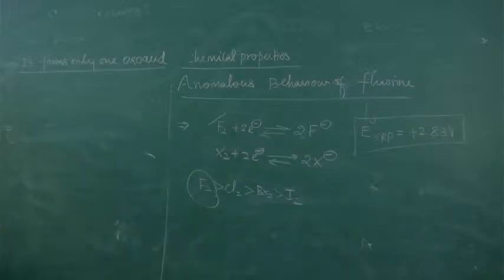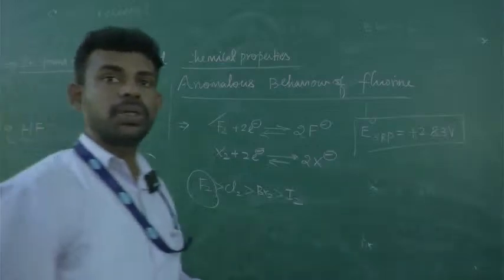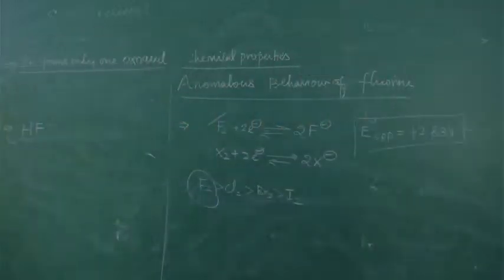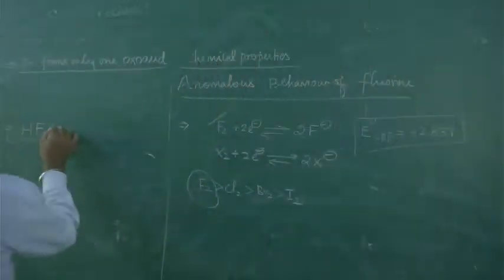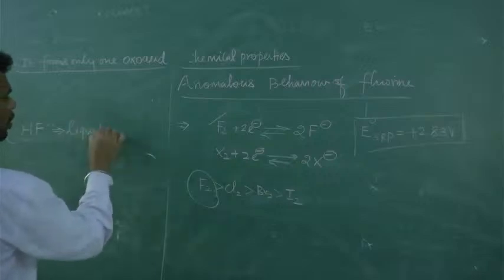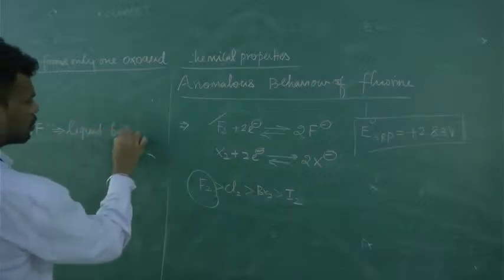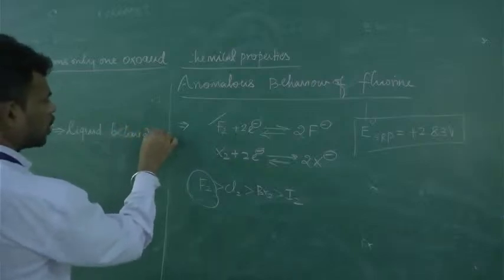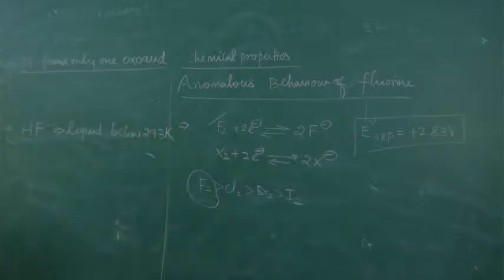Okay. Third point, HF. Very important. HF is a liquid below 293 Kelvin. Very important point. HF is a liquid below 293 K due to strong hydrogen bonding.